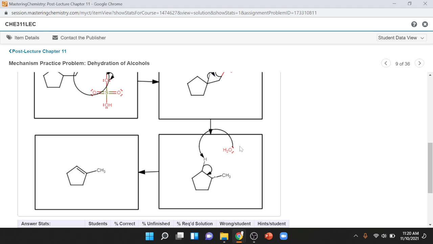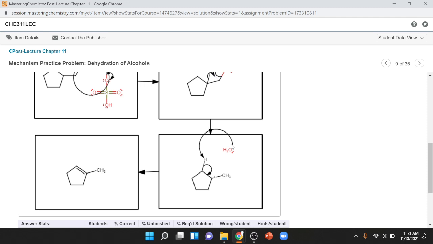Okay. So now we have our water. This can act as a base. We have this very acidic hydrogen here because it's next to a carbocation, exactly. And so the electrons in this hydrogen are going to move into a double bond. And the hydrogen is going to take the electrons on that water, right? Okay.